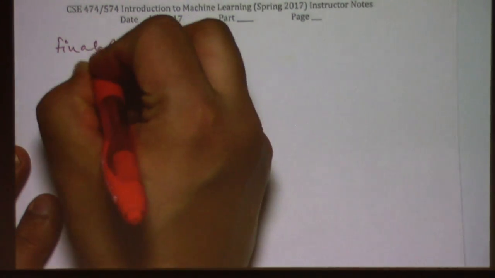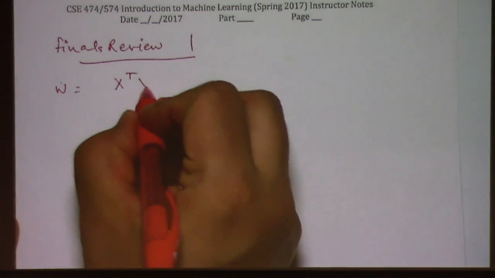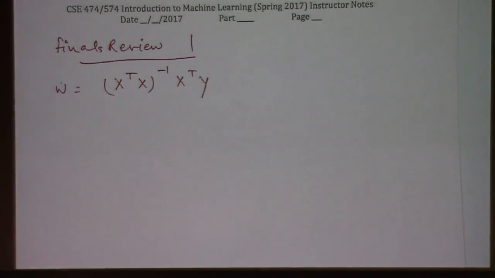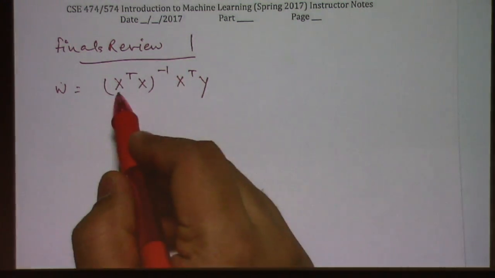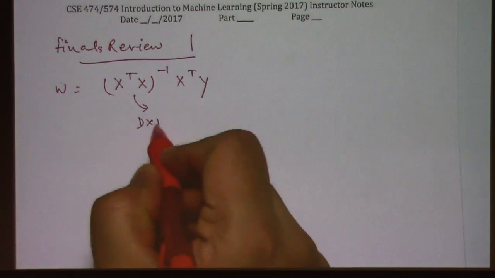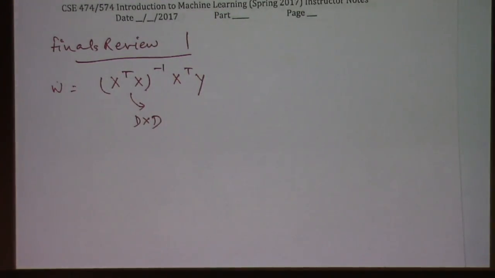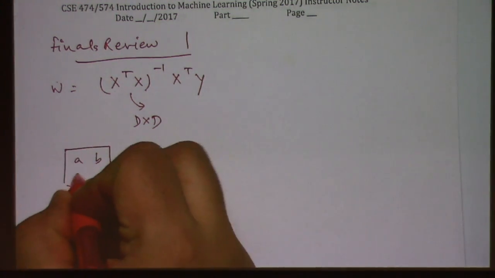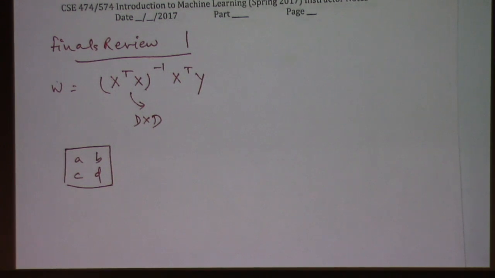So this is the finals review, part 1, right? So remember that the solution for an unregularized regression is this, right? Now clearly if I give you some data, you have to compute this part, right? Now x transpose x will be a D cross D matrix. It will be hard to compute an inverse of that. But what if x transpose x is just a 2 by 2 matrix, right? You can compute inverse of that, right?